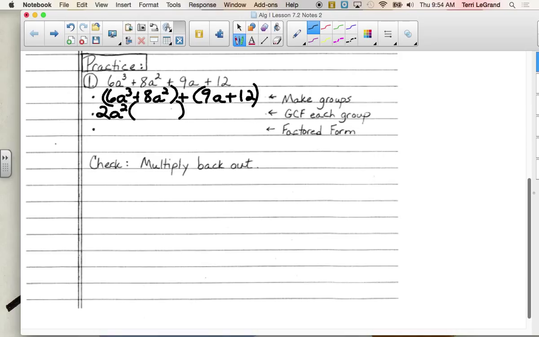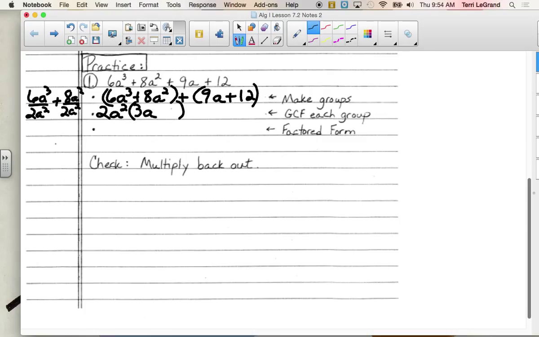What is 6 divided by 2? 3. A cubed divided by a squared? A. So for those of you who need this maybe in your notes, what we're doing is we're taking this right here and dividing by our GCF. Just like we did yesterday, we're dividing by our GCF. We're just not showing the work. We're doing it up here today, if we can. But if we can't, we probably should do that.